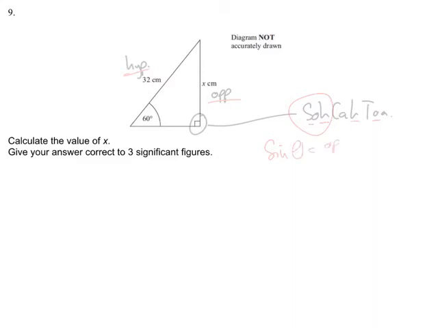theta equals opposite over hypotenuse. That's the equation we're going to use. So sine 60 equals the opposite side x over the hypotenuse 32, and rearranging we multiply both sides by 32. So 32 sine 60 gives us our value of 27.7 rounded to 3 significant figures.